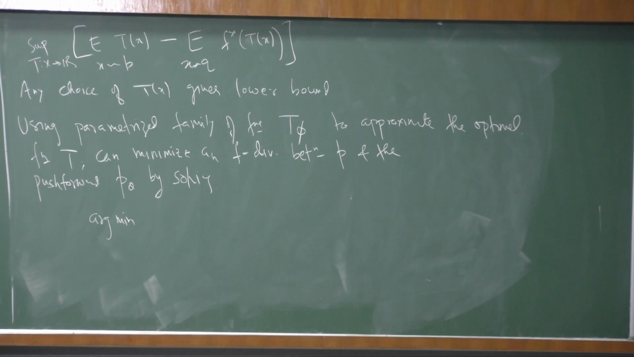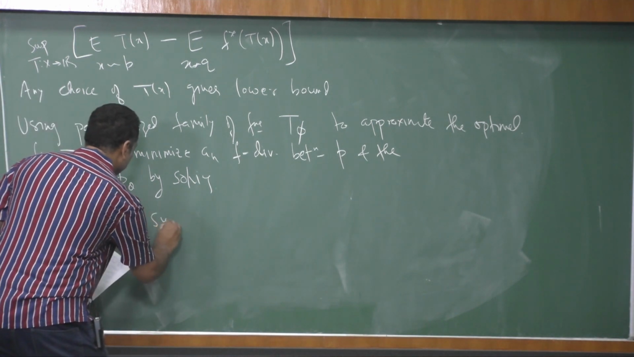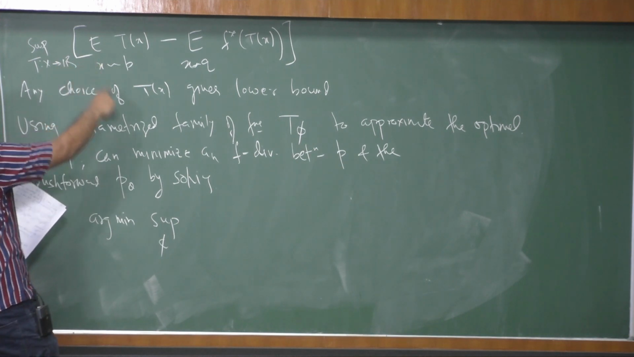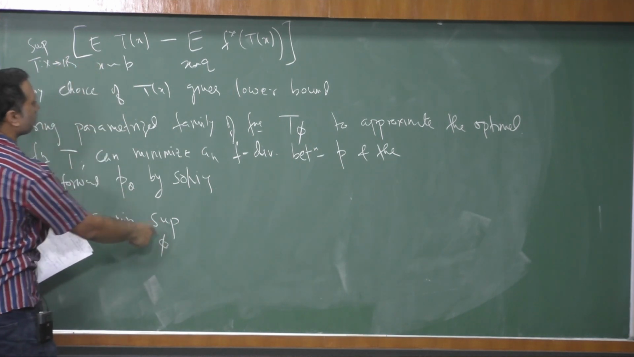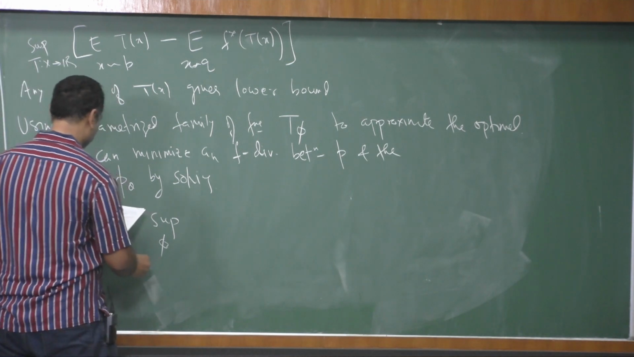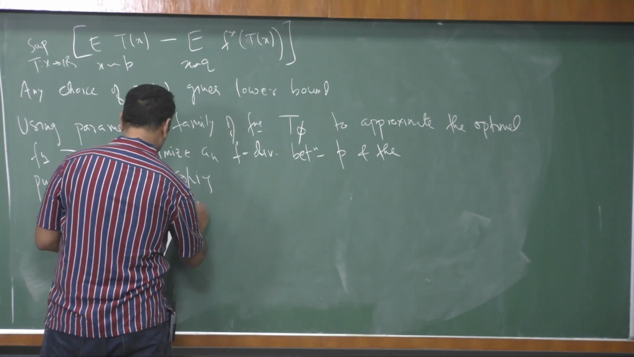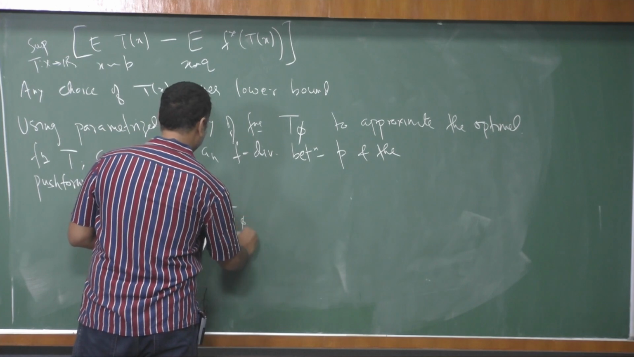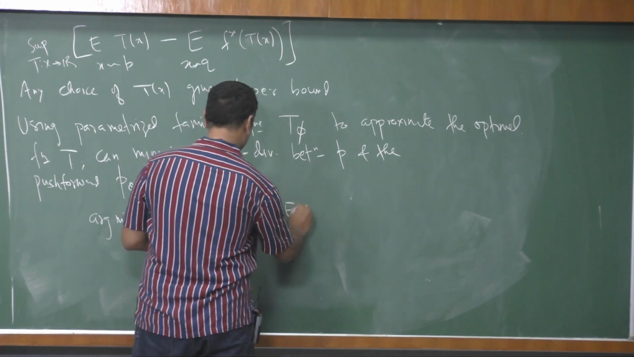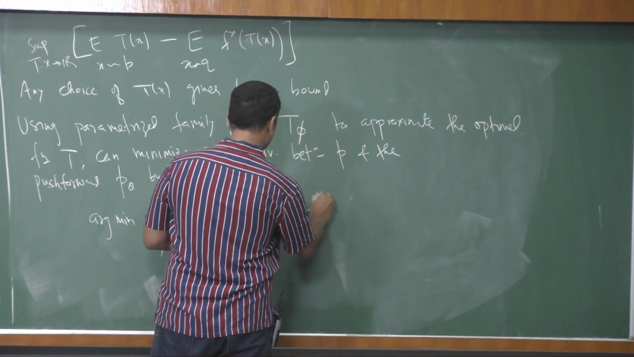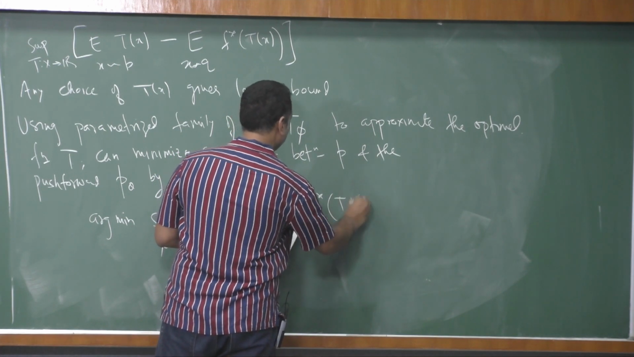So then we can write this as, let me write first. This is because I have to do supremum over all the t, and these t's are approximated via t phi, so that's parameterized by phi. Then we have the expectation over x of t phi x minus the expectation over x from p theta of f star t phi x.